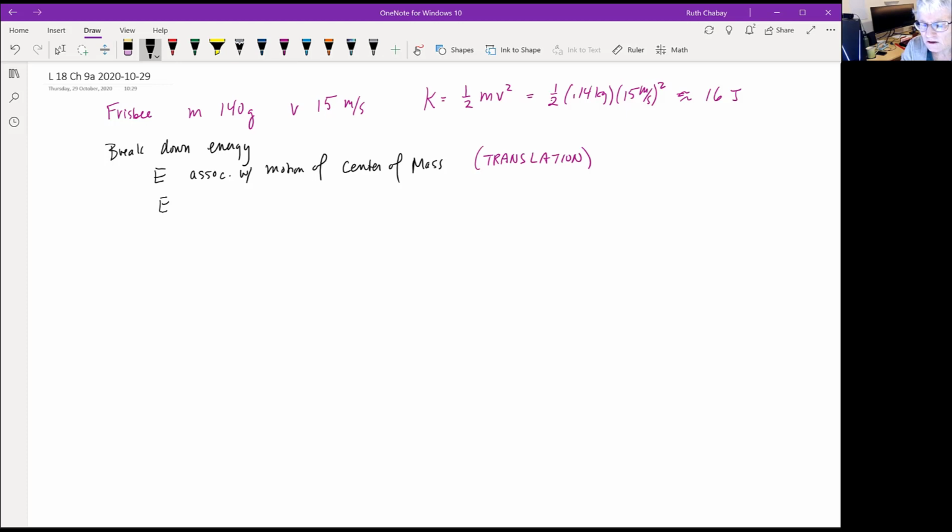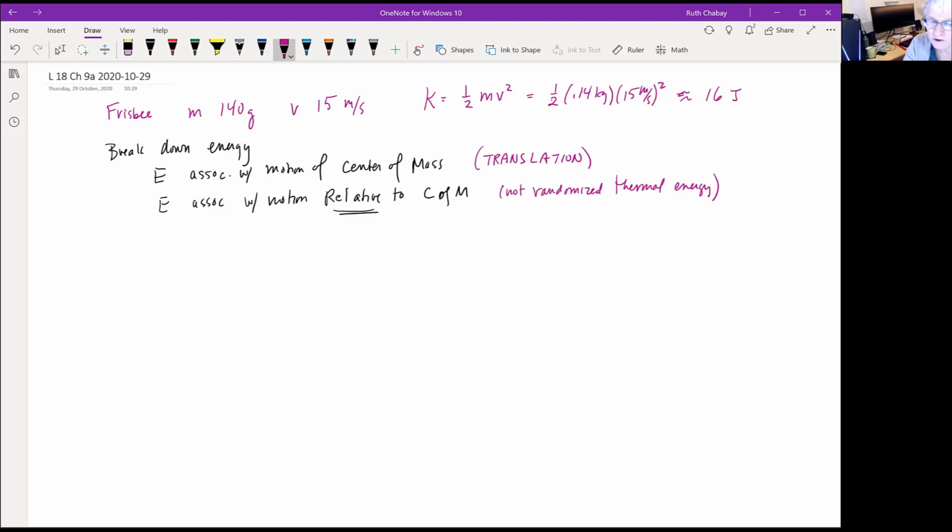And energy associated with motion relative to the center of mass. This is what we mean by internal energy that's not randomized thermal energy. So this is more organized, so not randomized thermal energy.